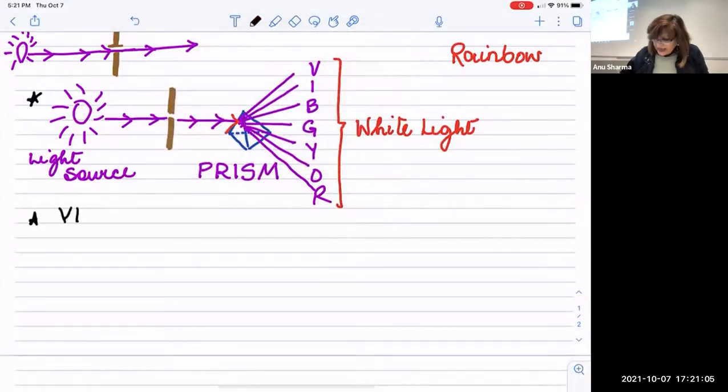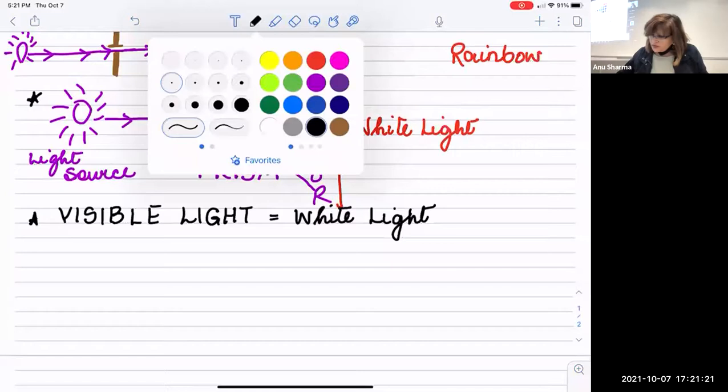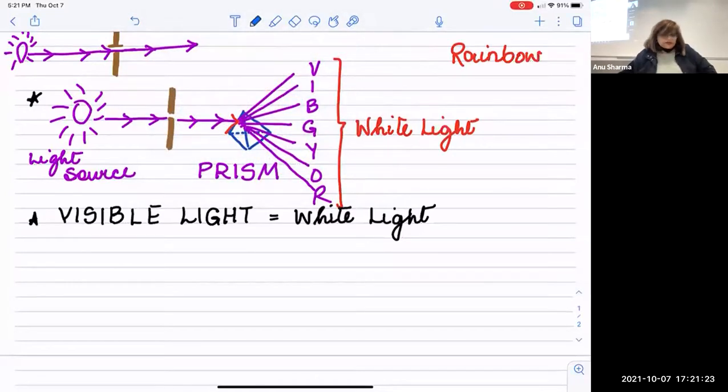Now, this white light that we see is called the visible light. And it is in a range. This visible light, it has a range. This white light we see. And do you guys know what that range is? Anyone knows what the range of the white light is, from what nanometers to what nanometers? Anybody knows?